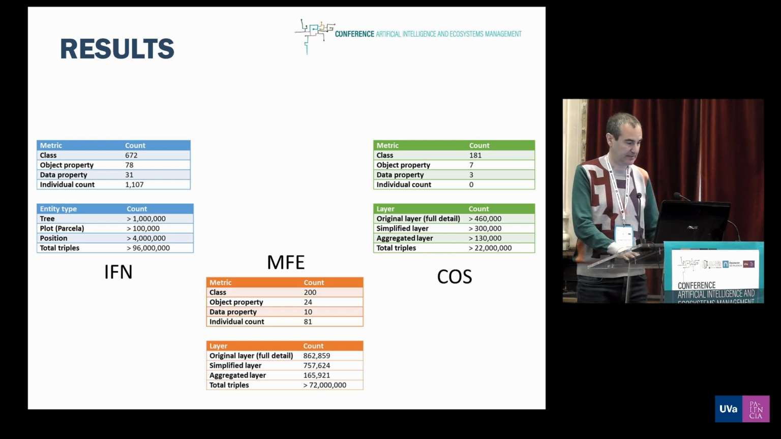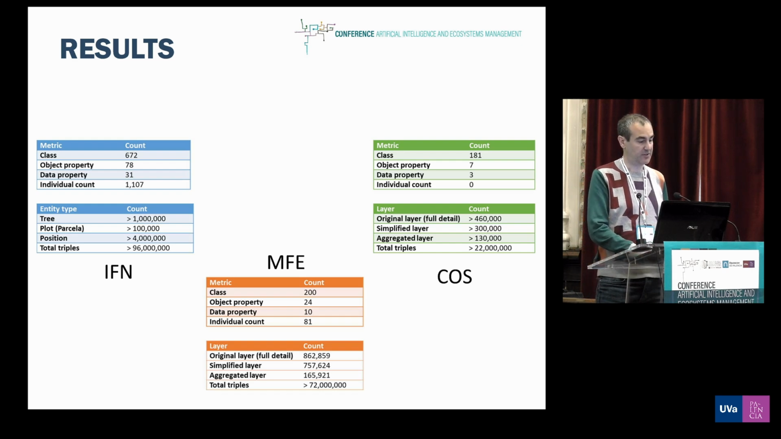Here you have a little summary of the results. For example, for the Spanish forest inventory, we have more than 1 million trees, around 100,000 plots, and almost 100 million triples. For the Spanish land use, we created 3 different layers with different levels of detail, and joining them we have almost 2 million polygons with 72 million triples.